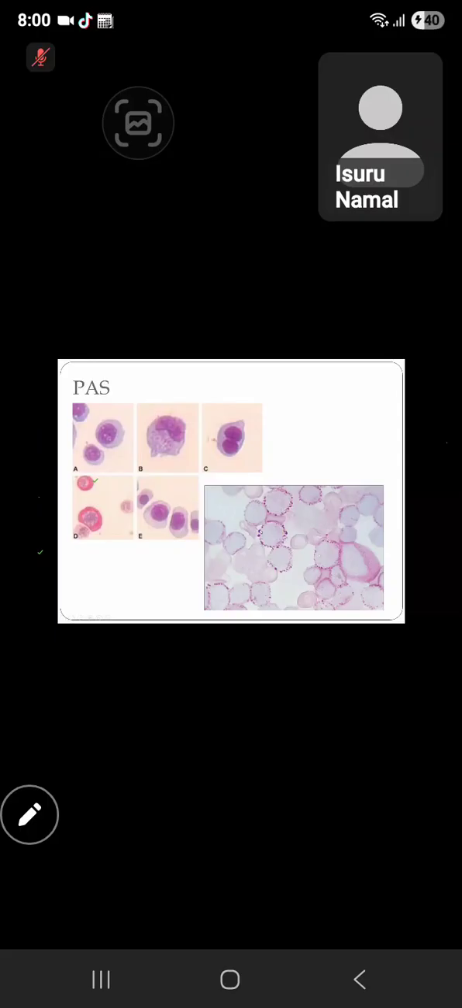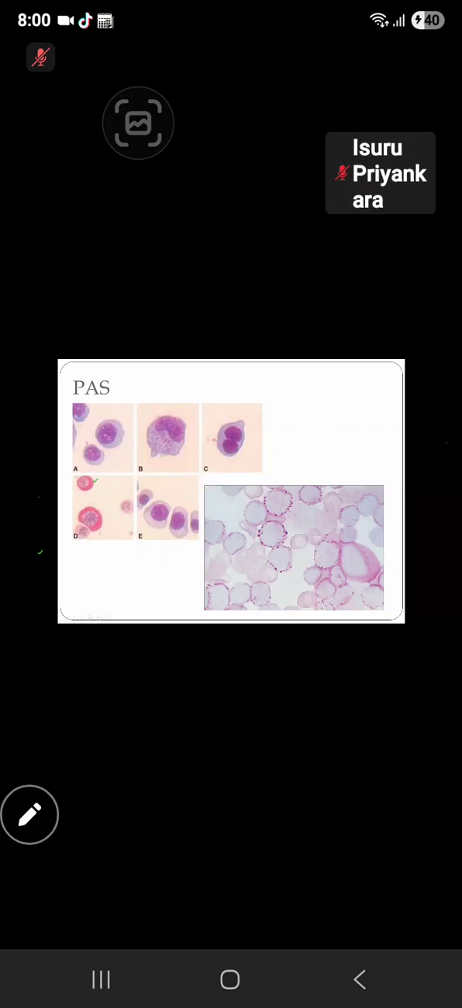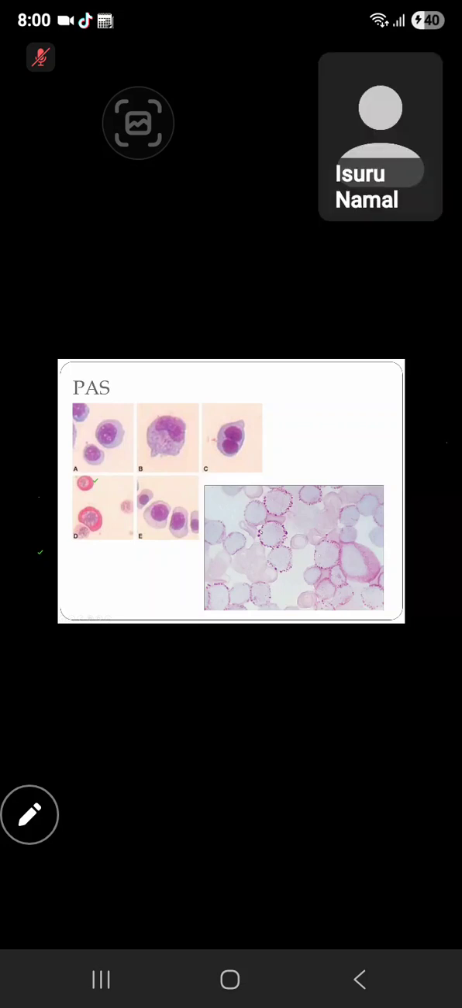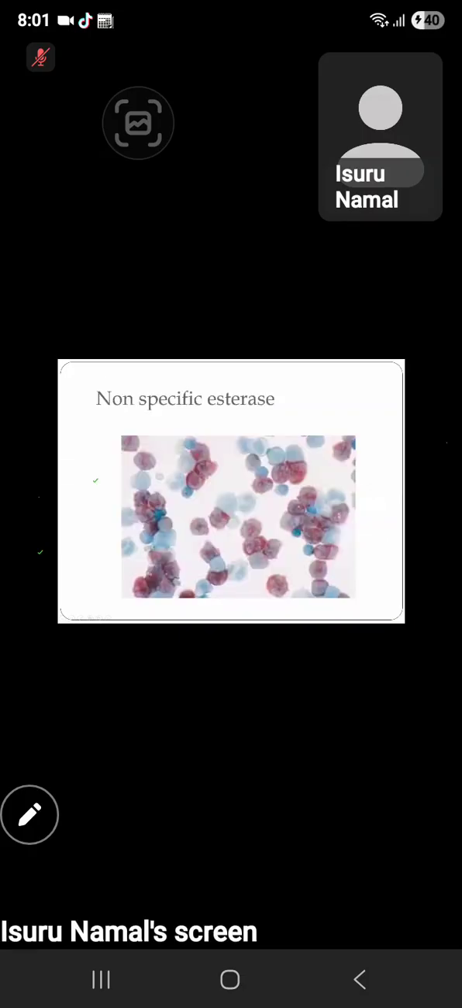All right. Okay. Now here you can see the non-specific esterase technique, NSE, as I told previously. Those are monoblasts. All right.